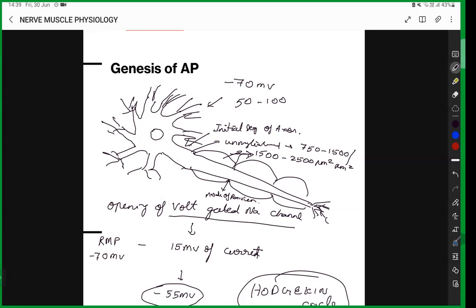Where is the action potential created? At the initial segment of axon. The initial segment of axon is the site of action potential, but that is going to be very short. Then what happens? It goes to the node of Ranvier. The node of Ranvier is the maximum action potential that can be generated in a nerve fiber.